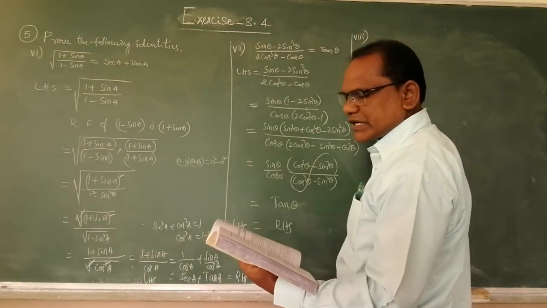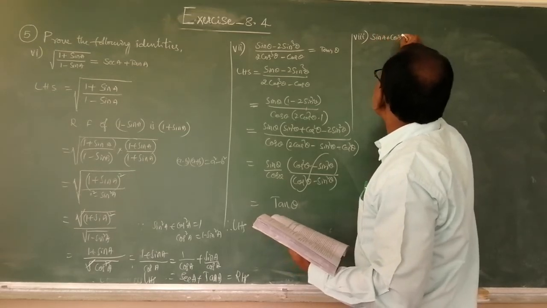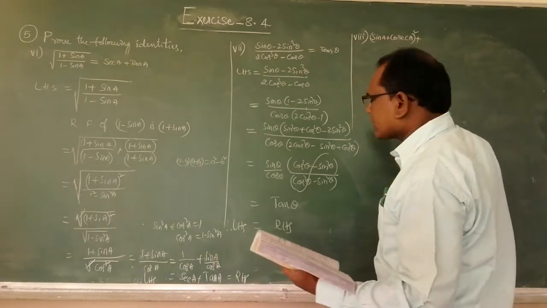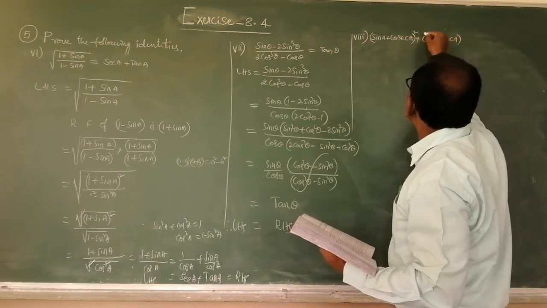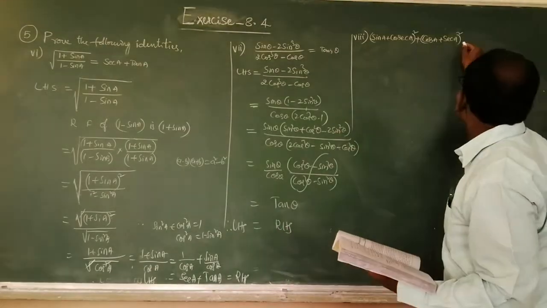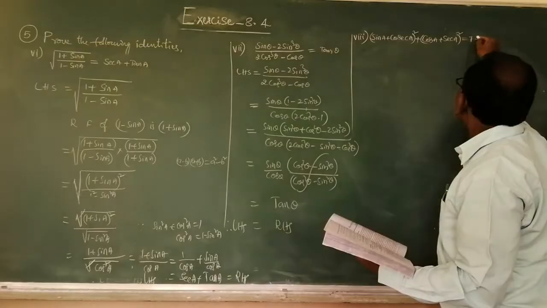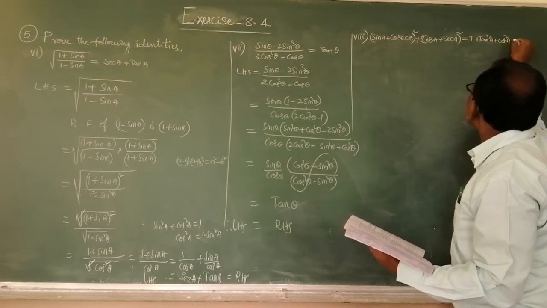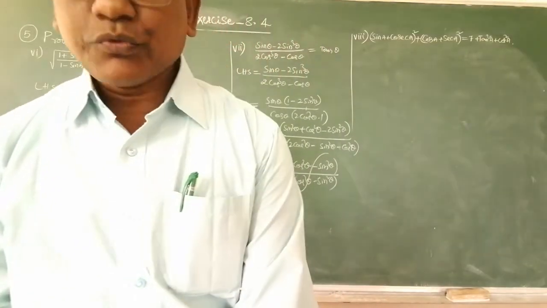sin A plus cosecant A whole square plus cos A plus secant A whole square equals, we have to prove that, 7 plus tan square A plus cot square A. In the textbook it is there. Just look at it, children. We have to prove that one.